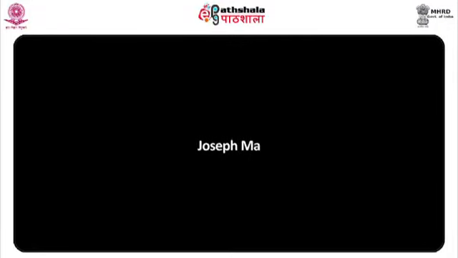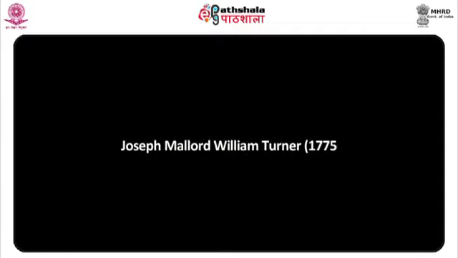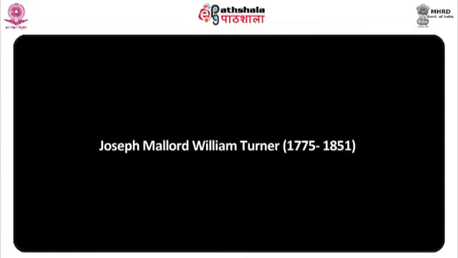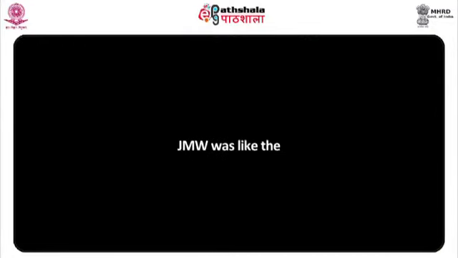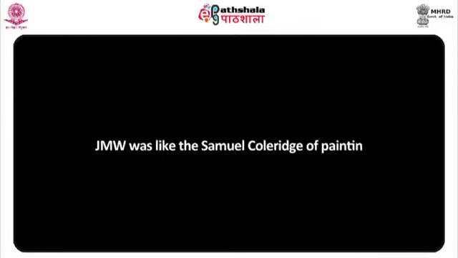Joseph Mallord William Turner, 1775 to 1851. J.M.W. Turner is often paired with Constable as a landscape painter. He, however, follows another path in the painting of his landscapes. Like the Constable and Wordsworth parallel, J.M.W. Turner was like the Samuel Coleridge of painting.